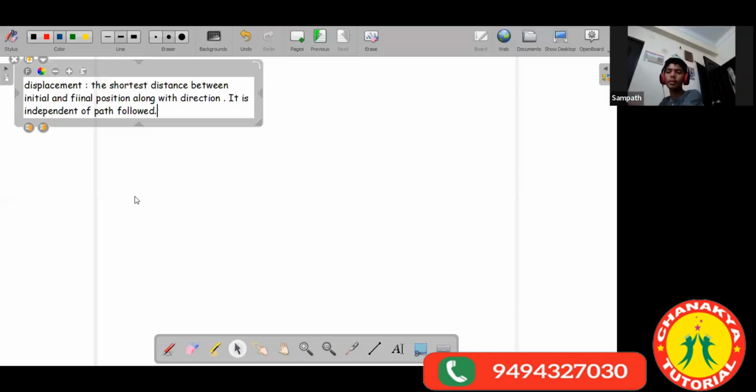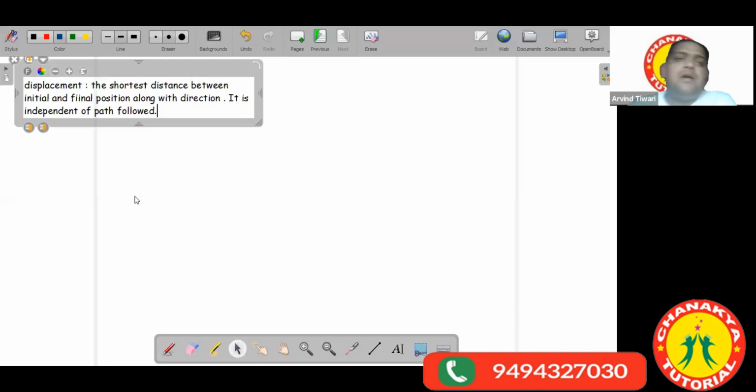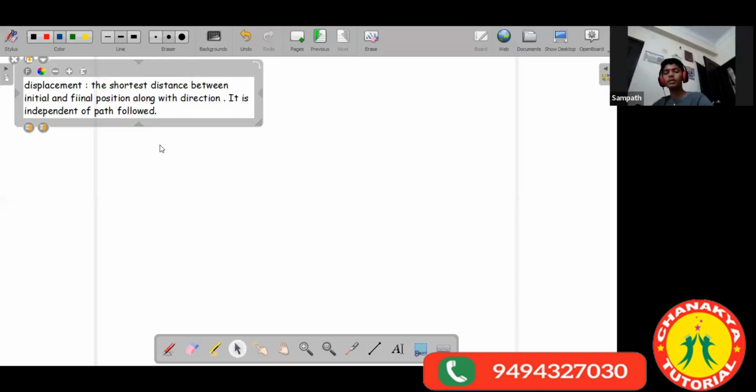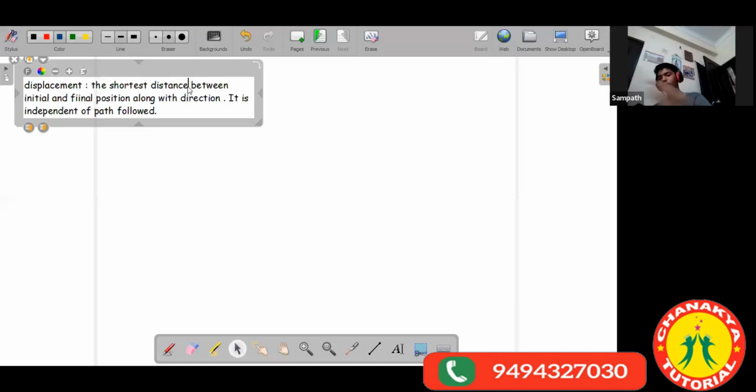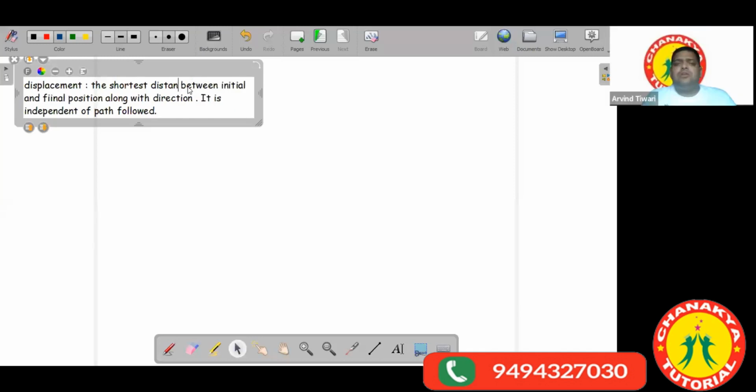Sir, in some cases, if distance is also the shortest length, then distance will be equal to displacement. Distance is not the shortest length. Displacement is the shortest length. You can also call it shortest distance or shortest length. Both the words are appropriate.